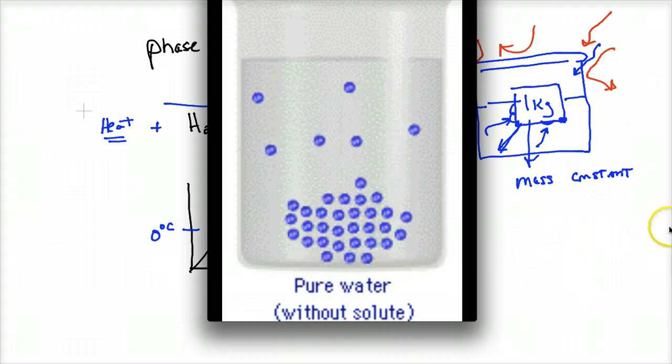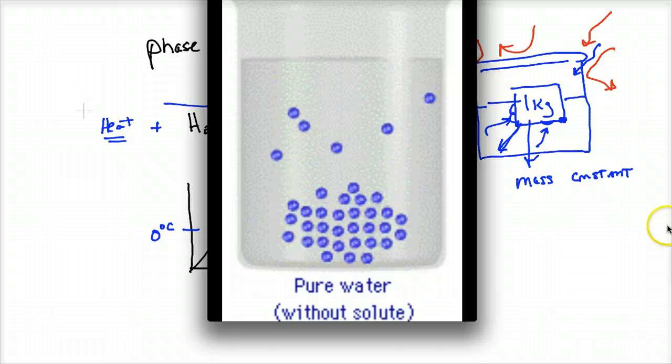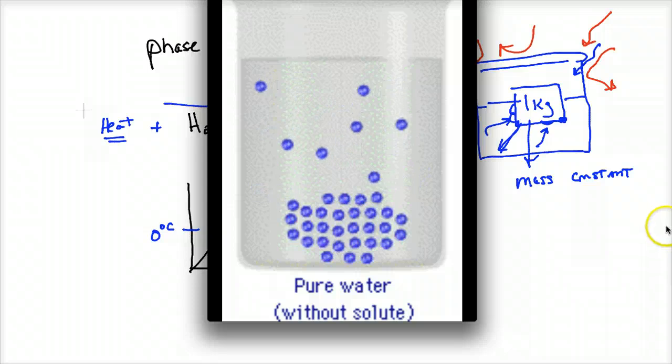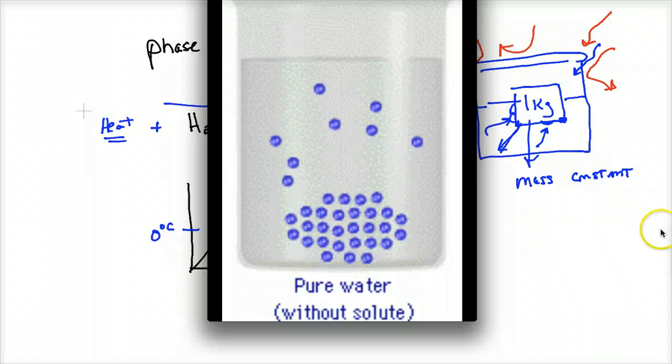When water freezes, its molecules leave the liquid phase and attach to other molecules in the solid phase. At the freezing point, an equal number of molecules move into and out of the solid phase.